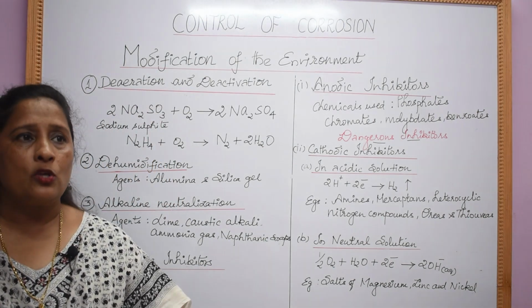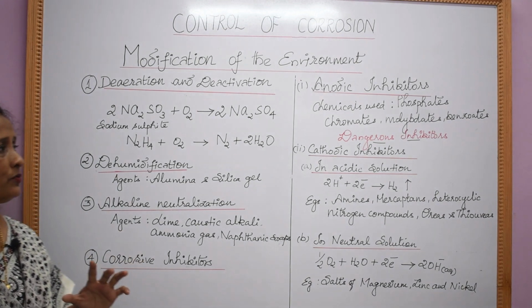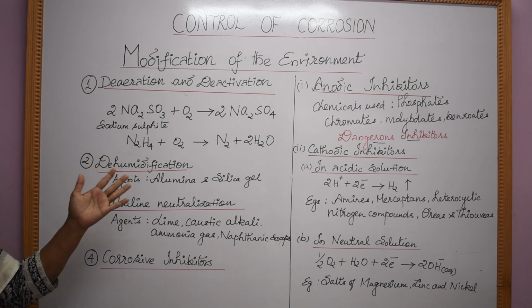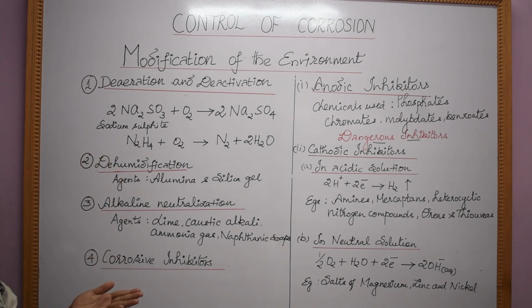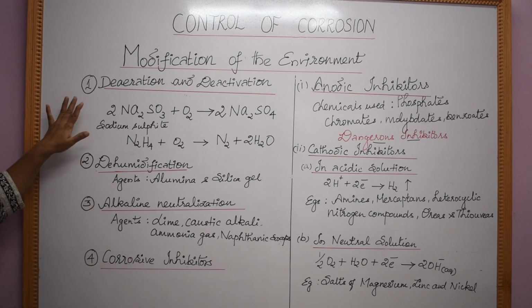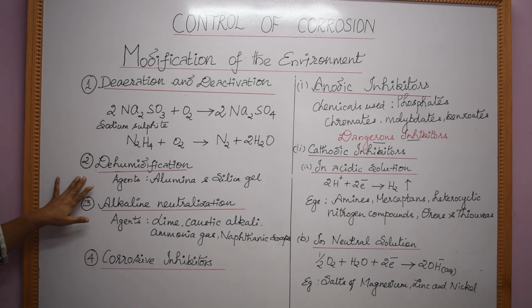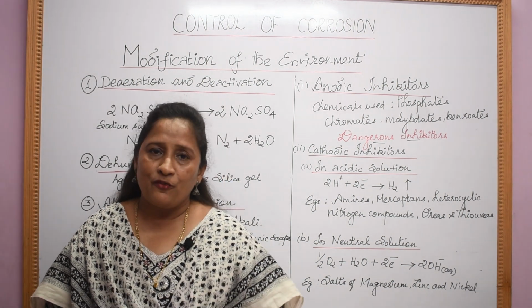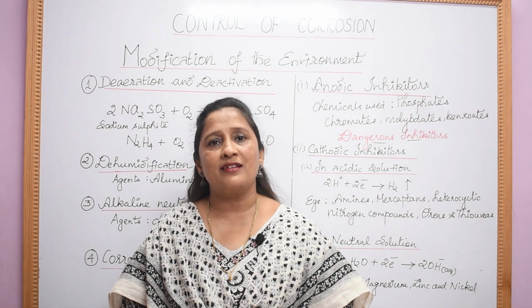So in this lecture class, we have seen how the modification of the environment can decrease the rate of corrosion. We have seen that it could be achieved by four methods: aeration and deactivation, dehumidification, alkaline neutralization, and use of corrosion inhibitors. That's it for today. We'll continue in the next class. Thank you.